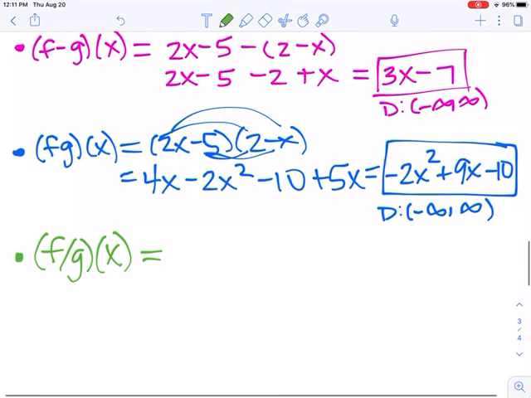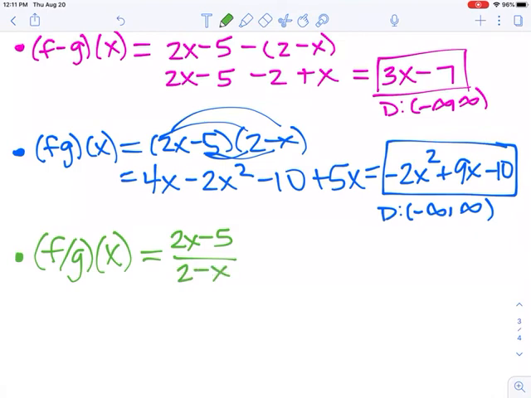All right, and last but not least, we have division. The division is probably the easiest to think about because we're just going to take function f, put it in the numerator, and then put function g in the denominator. There is nothing we can do to simplify this, so we are going to leave it.